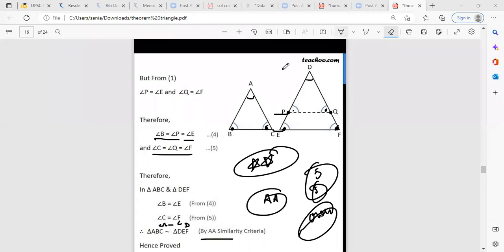I'll just edit it. Good one. That means you are sincerely following the things. Good. And then here you will write from fifth and from sixth. Okay, teacher.